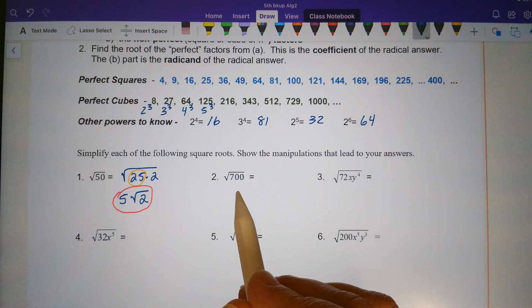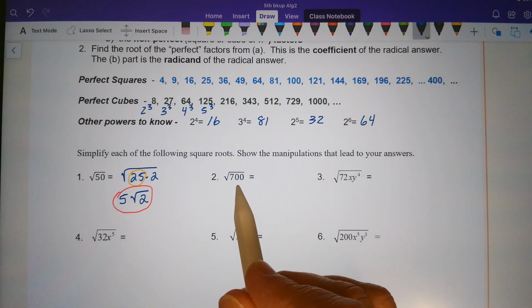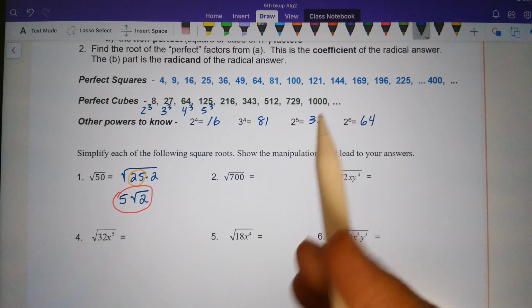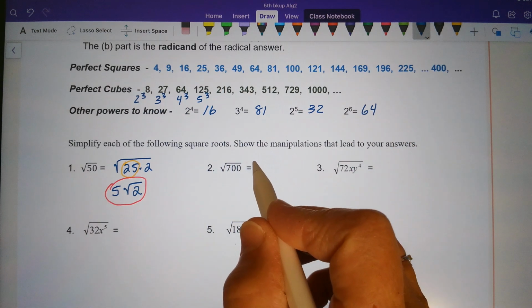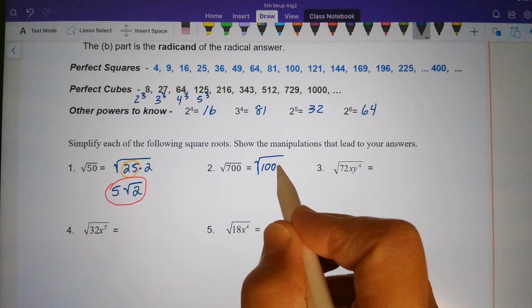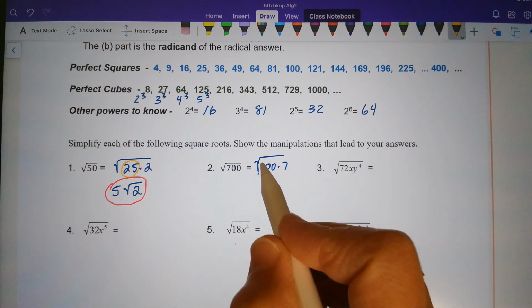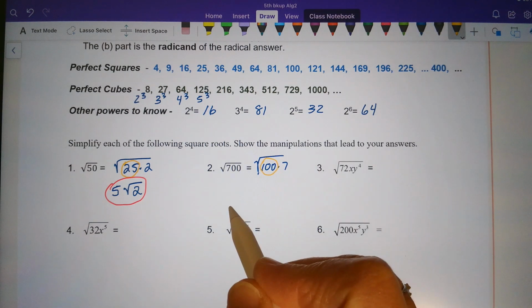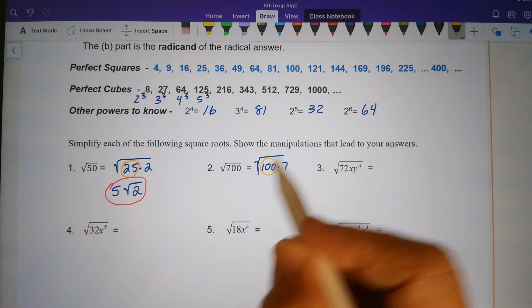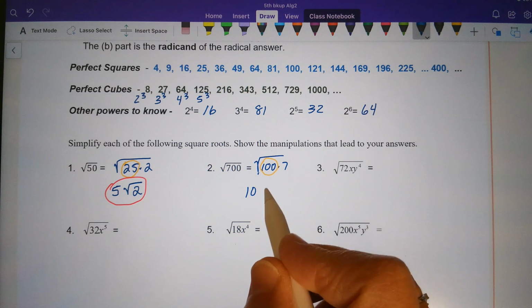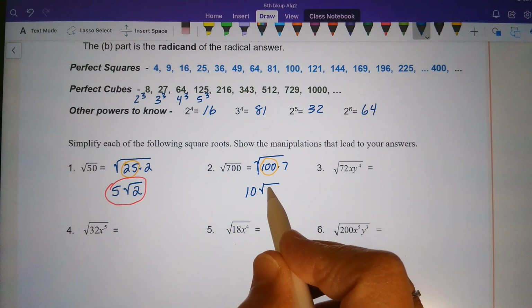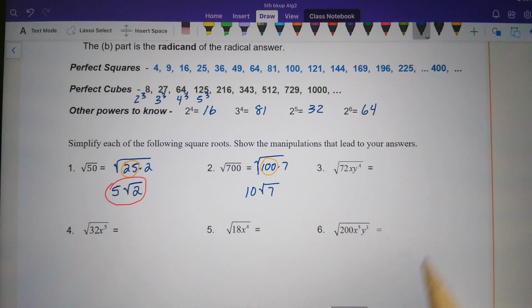The square root of 700. We're thinking to ourselves, what are the factors of 700? What times what is 700? 100 times 7. Circle the perfect square factor. Take its square root. The square root of 100 is 10. And then what's not circled stays, square root of 7. So 10 square root of 7.